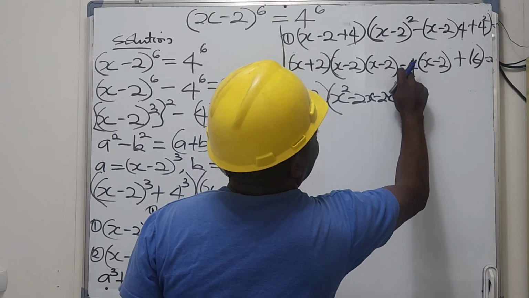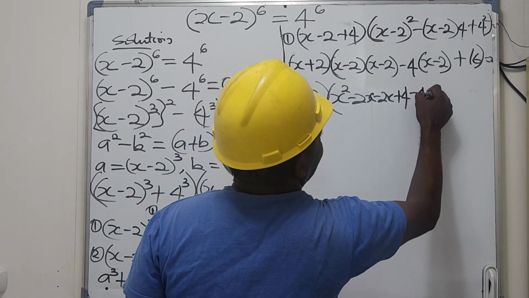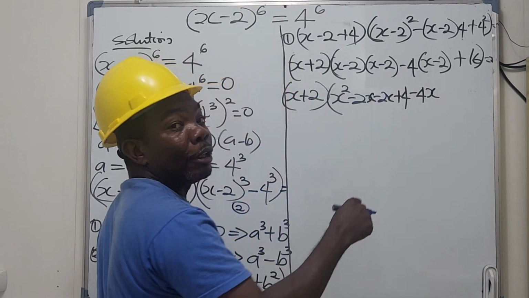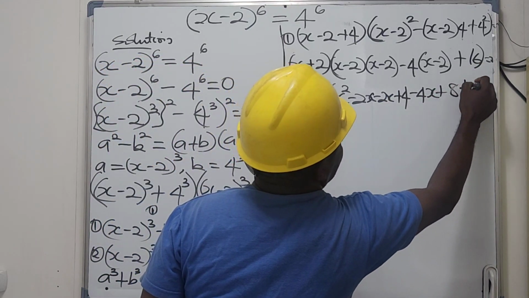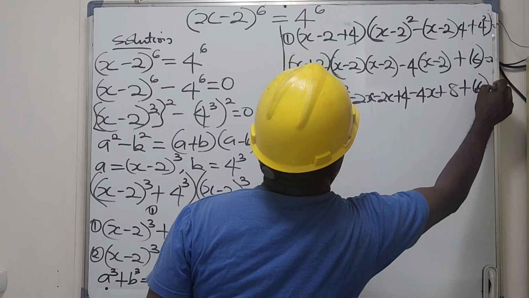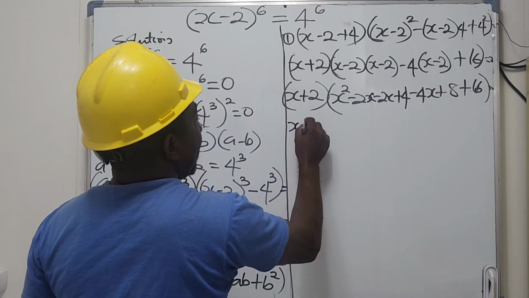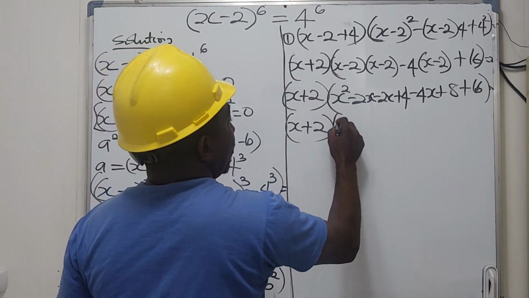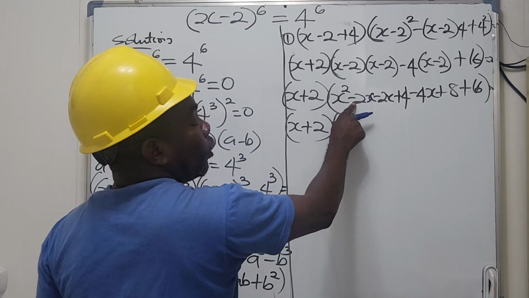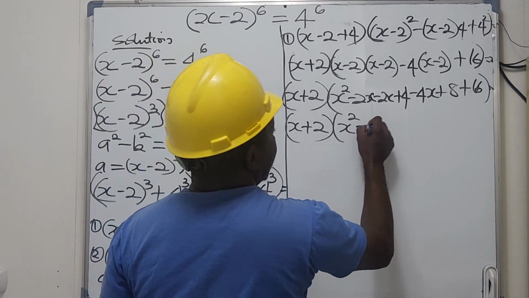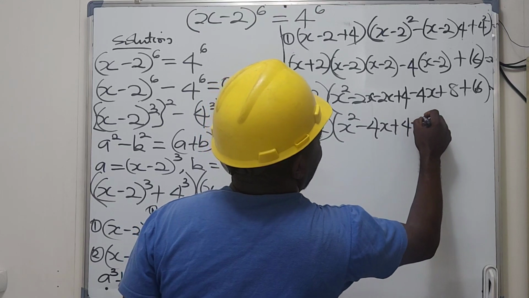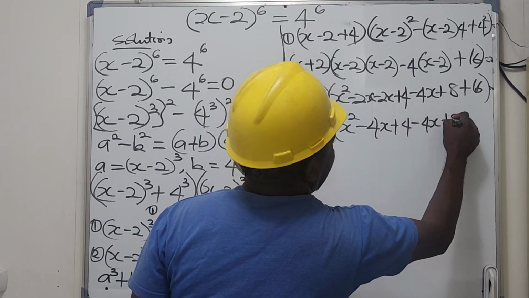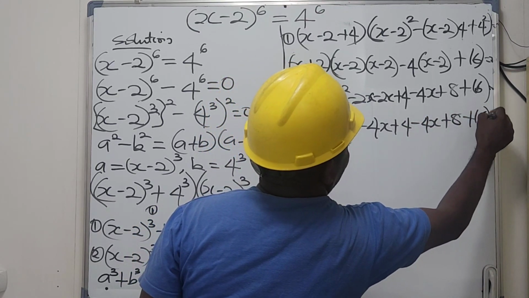So we have here minus 4 times x, we have minus 4x. We have minus 4 times minus 2, we have plus 8. We have here plus 16, all equals to 0. So this gives us x plus 2 into x to the power of 2 minus 2x minus 2x will give us minus 4x plus 4 minus 4x plus 8 plus 16 equals to 0.